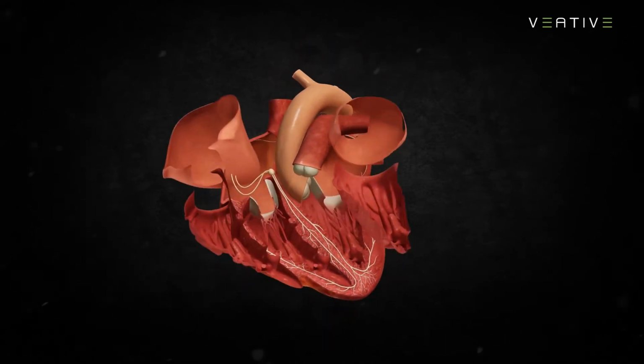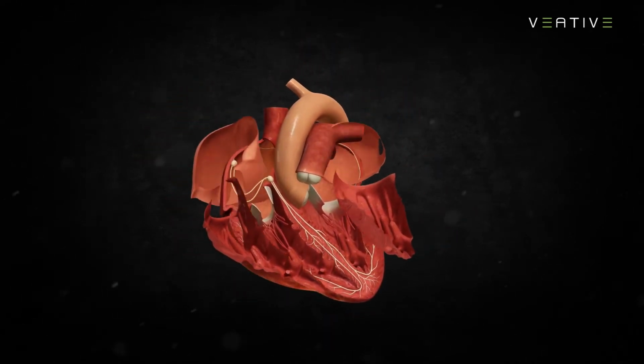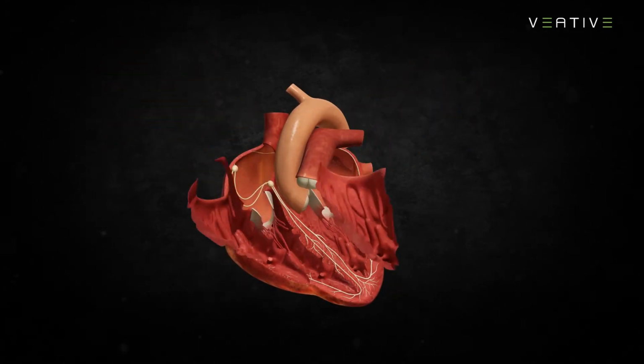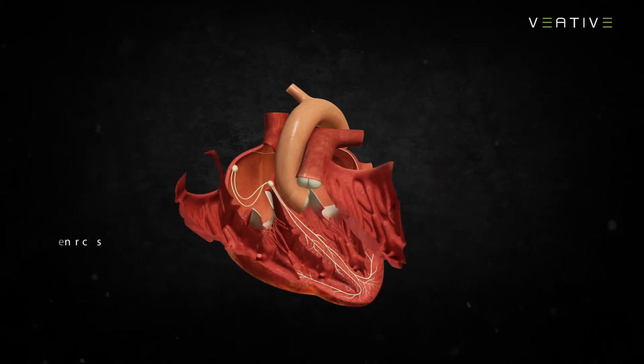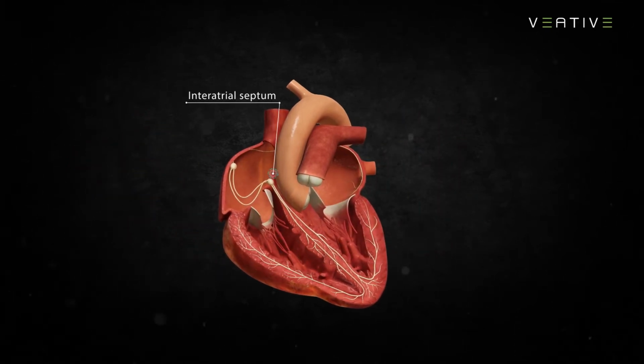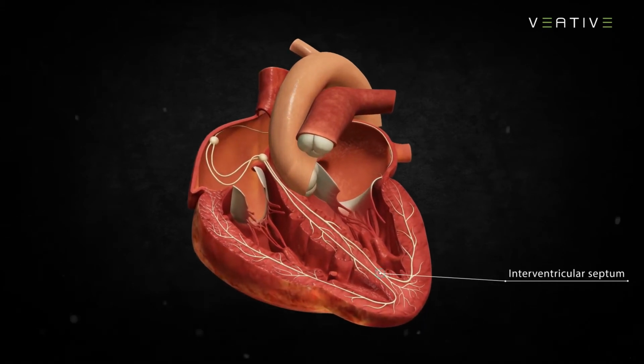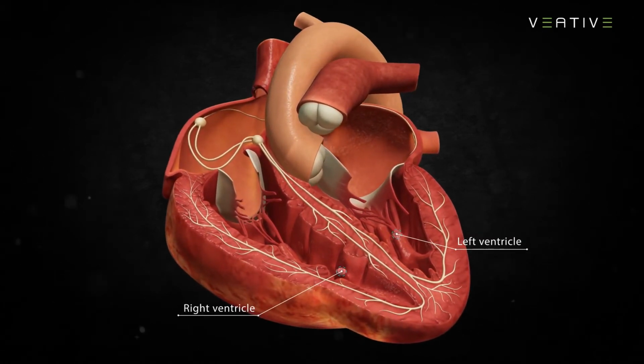The human heart has 4 chambers. The 2 chambers at the top are known as the atria, and the bottom 2 are called the ventricles. A muscular wall called the interatrial septum separates the 2 atria, and the interventricular septum separates the 2 ventricles.